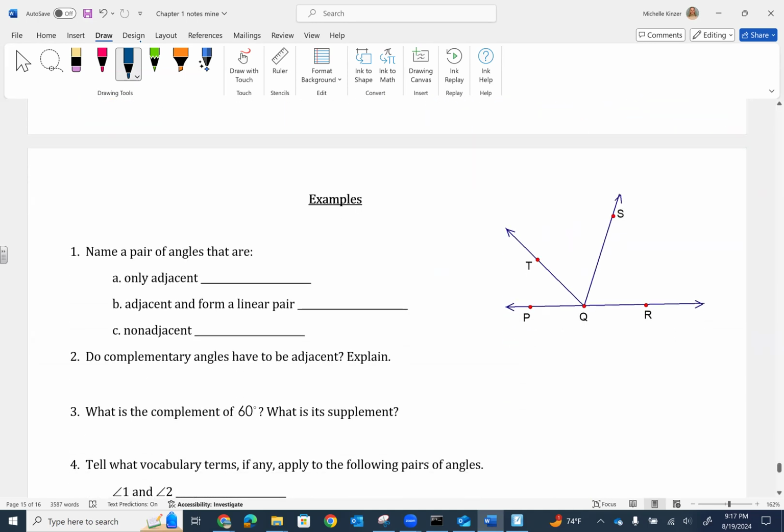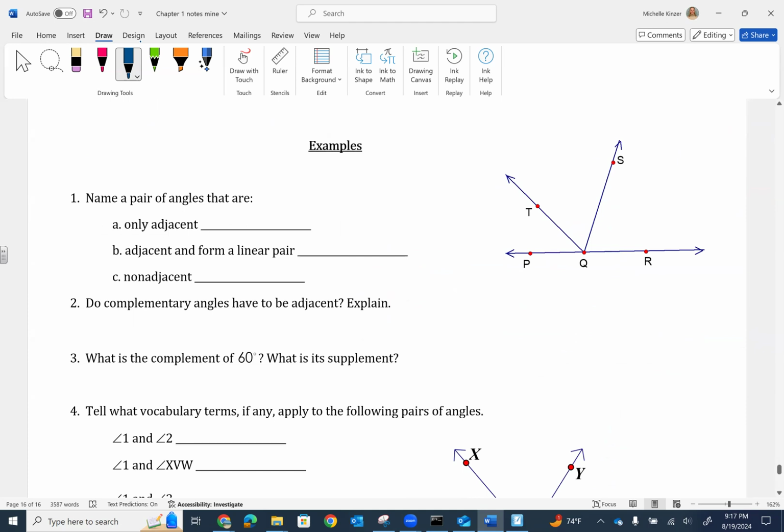Okay, another thing we're going to do is practice a little bit. Okay, so we're going to practice some of these skills. Tell me two angles that the best and only really word you can use to call them would be adjacent. We're not going to say they're also going to be complementary or supplementary. Let's talk about two angles that their best word would be that they are adjacent to each other.